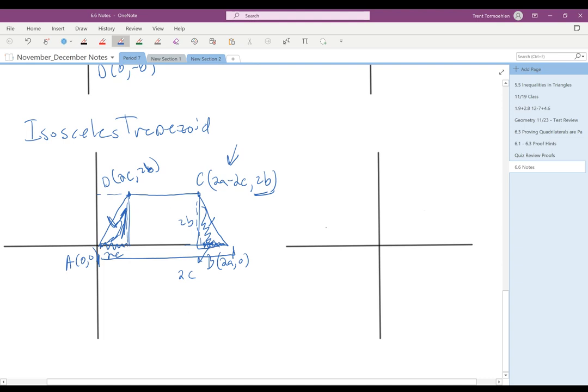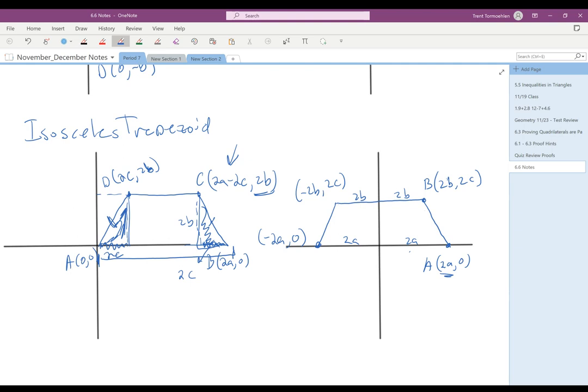The other way you could do an isosceles trapezoid is to use symmetry. It does have symmetry because it's isosceles. A lot of people like this one better. It just doesn't use the origin, but if you do this, this point would be 2b comma 2c. Well, this distance is 2b, so this distance is going to be 2b. So this would be negative 2b comma 2c. And then this distance is 2a, so this distance would be 2a. So this would be negative 2a comma 0. So that works as well for an isosceles trapezoid. Either one of those is fine when you're trying to prove something involving an isosceles trapezoid.